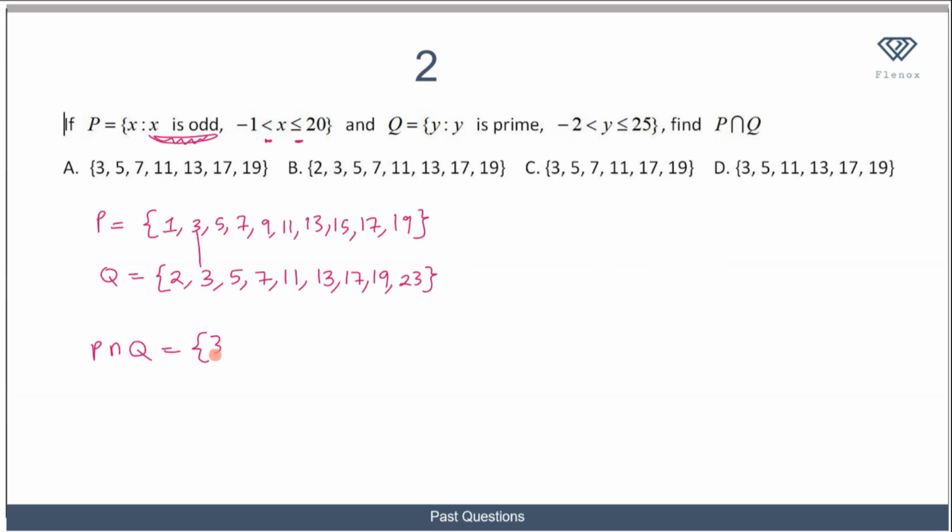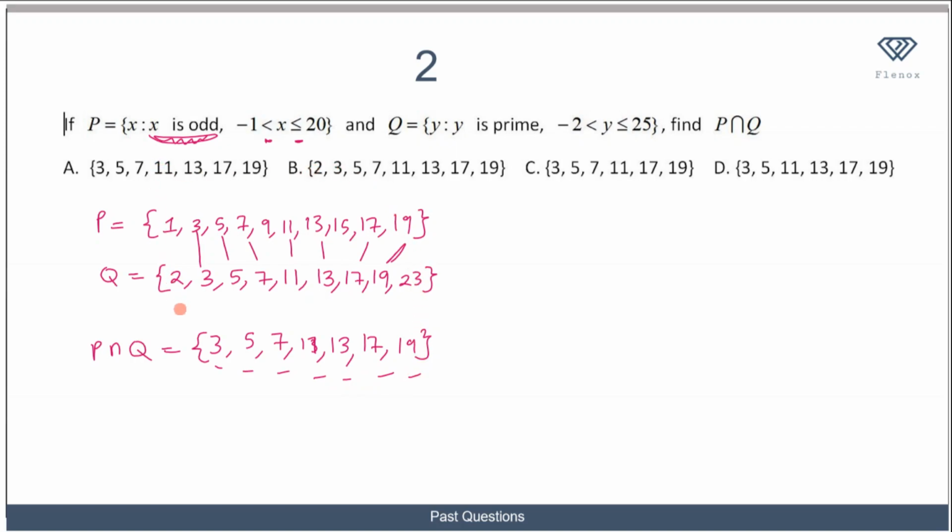So 3 is common, so it will be included in the intersection. Then 5 is also common, then 7 is also common, then 11 is common to both of them, then 13 is common to both of them, then 17 is common to both of them, and finally 19 is common to both of them. So the intersection of P and Q is made up of 3, 5, 7, 11, 13, 17 and 19.